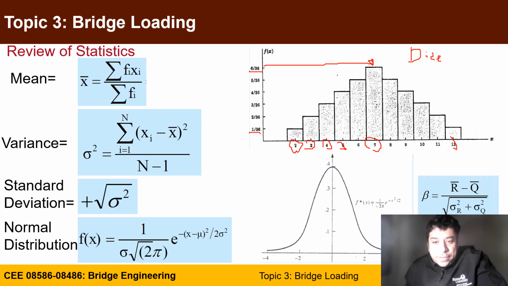If you have this distribution, you can actually get the mean value, which is the value times the frequency. For example, the value is 2 and the probability of happening is 1/36, and you keep adding them and divide by the summation of probabilities. And you can have the variance from this equation, which also depends on the mean. Standard deviation is the positive square root of the variance, and you can have this normal distribution constructed for you using this equation.